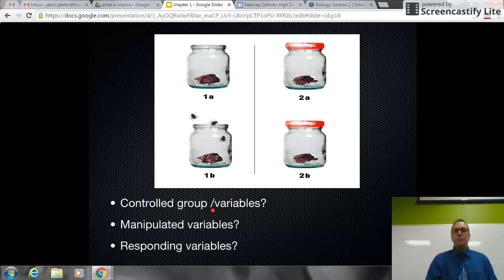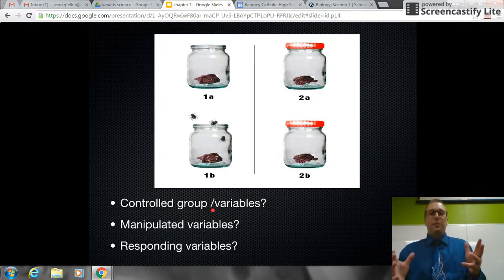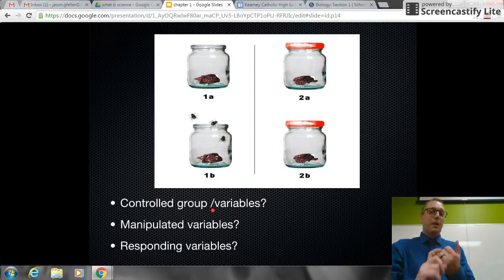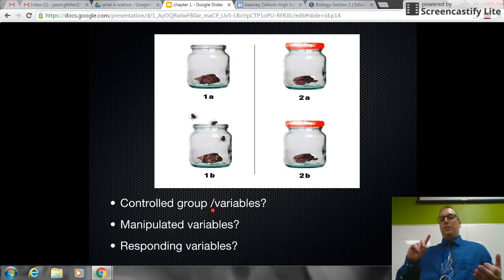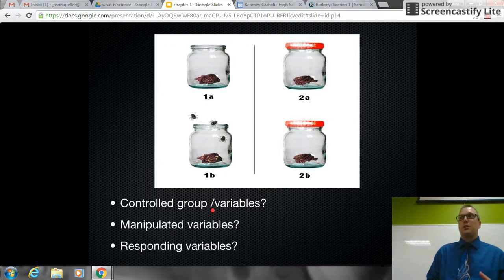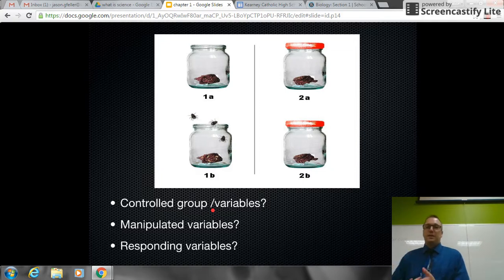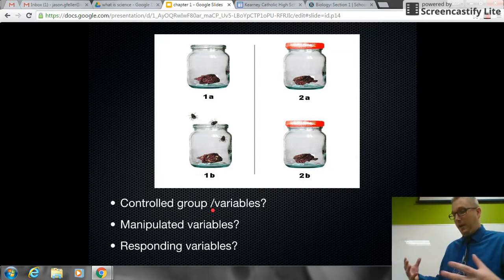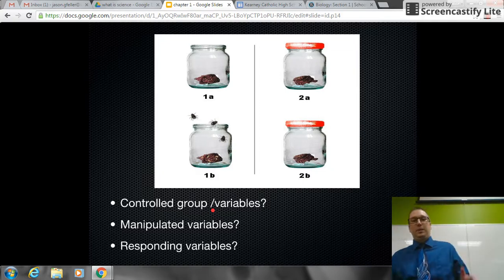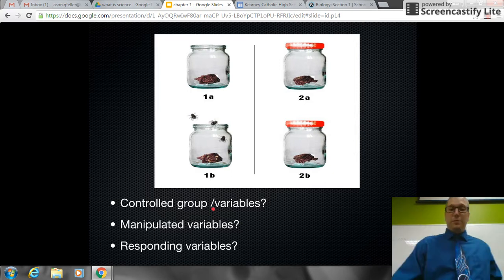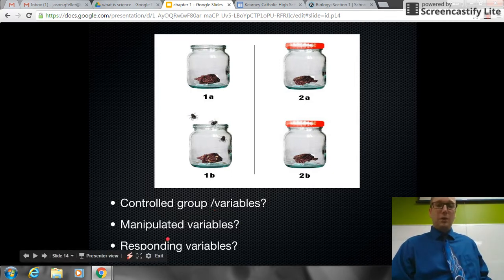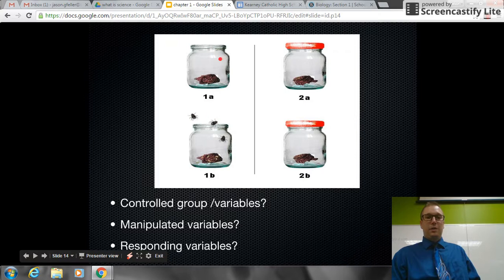The controlled variables would be everything else that he had to keep the same. So the same type of meat, same temperature, same area, have them next to each other on a desk, same access to outside air, all of those other things he had to keep exactly the same. And then the responding variable, what changed based on the lid or not lid, was the appearance of the maggots.